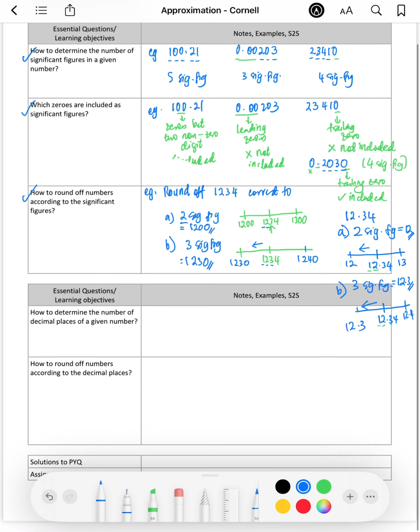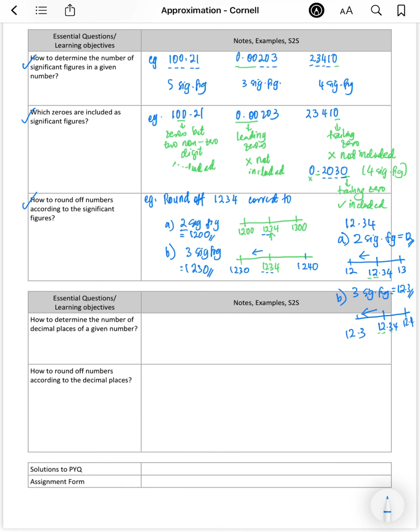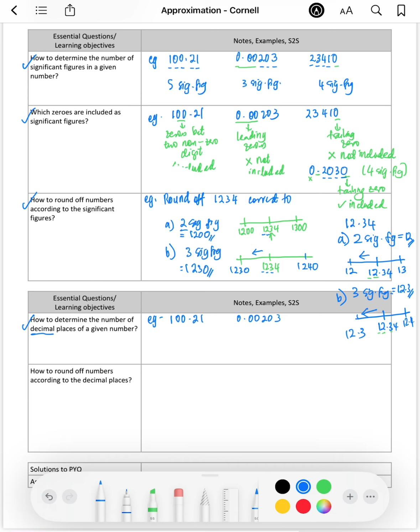Now next one is for decimal places. So how to determine the number of decimal places of a given number? So it's the same thing. What we're gonna see is decimal. Okay, so I am going to use the same example as above, but only for the decimal, of course. So how many decimals are there? You count after the decimal point. So that's a decimal point. So you count how many numbers there are. 1, 2. So this number is written into two decimal places.